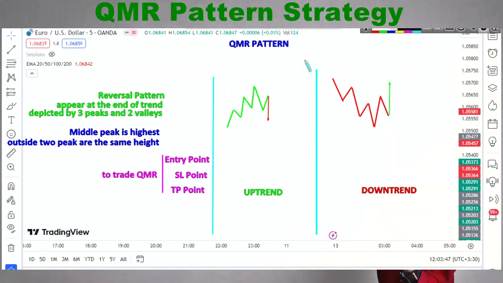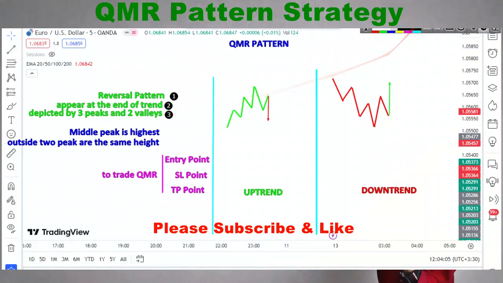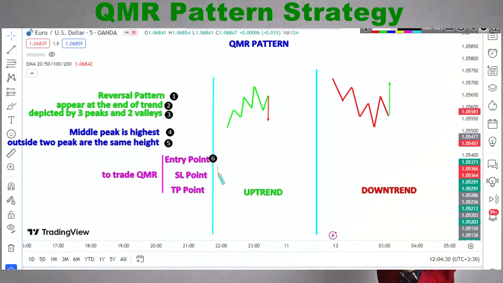QMR pattern is a reversal trading pattern that appears at the end of a trend. As a price formation, the QMR pattern is depicted by three peaks and two valleys. The middle peak is the highest, while the outside two peaks are the same height. To trade the QMR pattern, you must identify your entry point, stop loss point, and then take profit point.